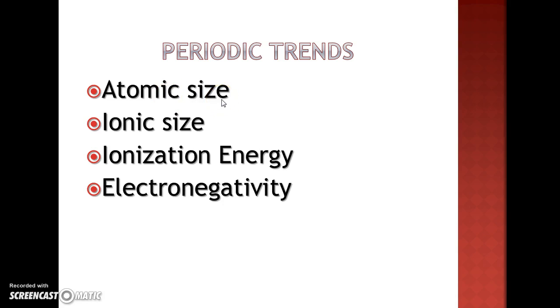size has a flow on the chart. Ionic size has a flow on the chart. The ionization energy has a flow on the chart. And then electronegativity has a flow on the chart. So what am I talking about when I say that? So let me show you.